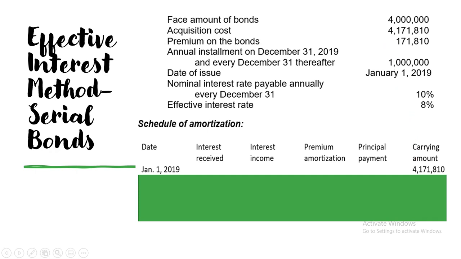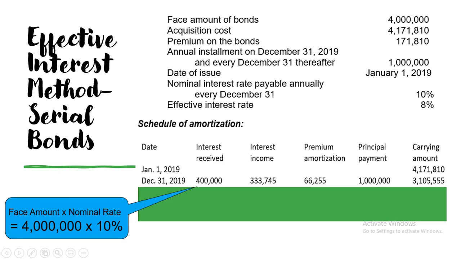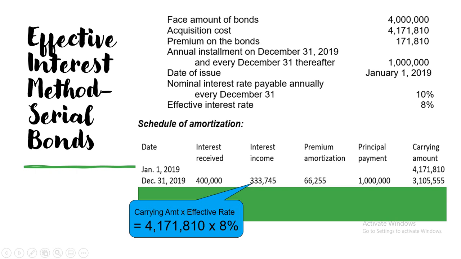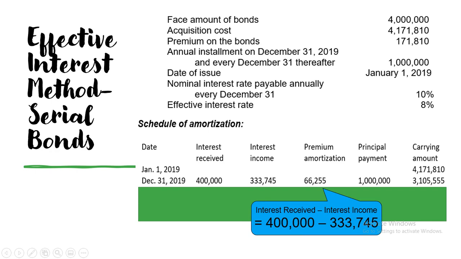Yeah. Then, for the second one is the interest date, December 31, 2019. So, interest received at nominal rate, again, same pa rin po na nominal rate. 4 million times 10% na nominal rate. Then, interest income is based on carrying amount. Carrying amount, 4,171,810 times 8% na effective rate. Then, premium amortization is the difference between the interest received and the interest income.